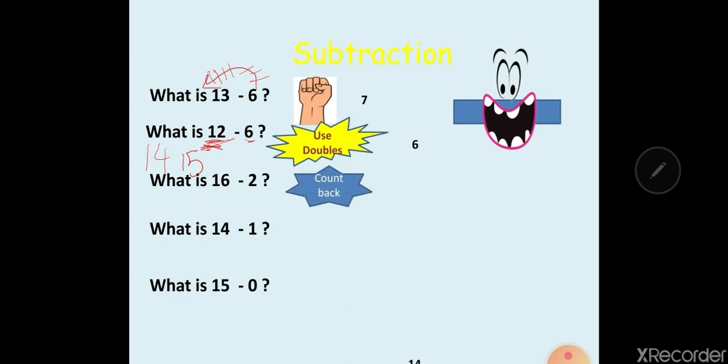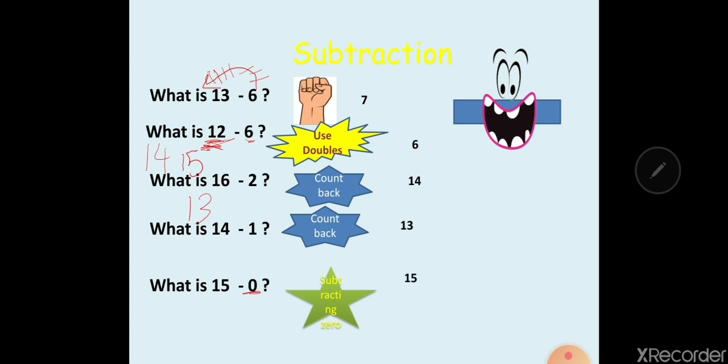I use count back. 14 minus 1. It's only 1 step to the back, right? What is before 14? 13. Amazing. Now 15 minus 0. Nothing. You didn't subtract anything. It's subtracting 0. The answer will be 15.